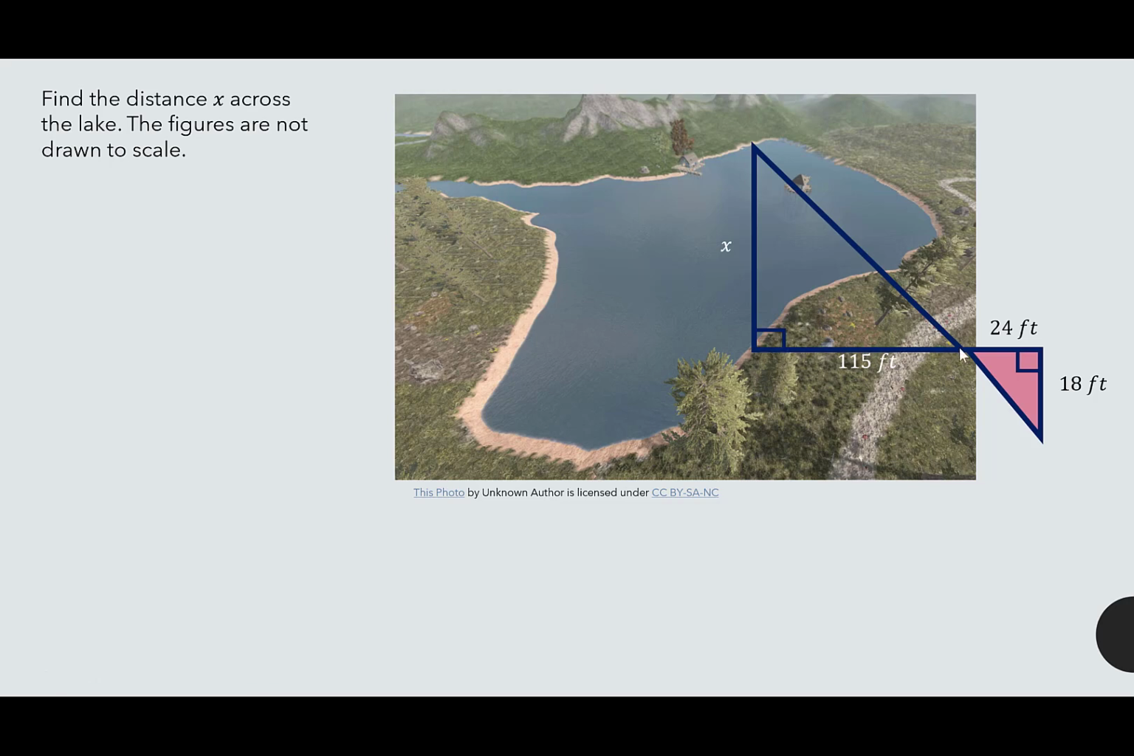It is lined up with another triangle, and you can see this forms one line that goes through the hypotenuse of each of them, and this is 24 feet, and this is 18 feet. What we are going to do here is use similar triangles.